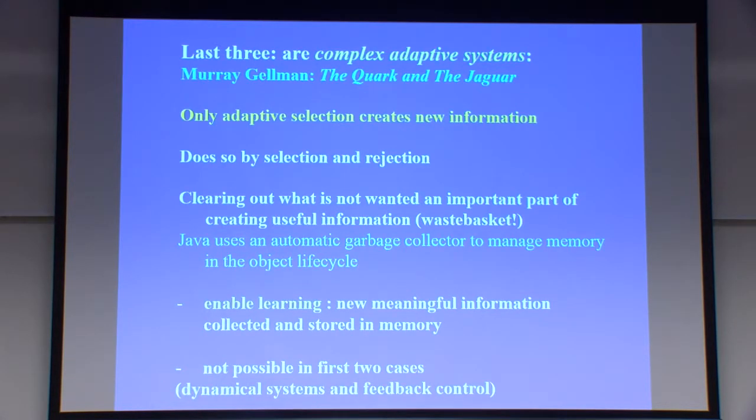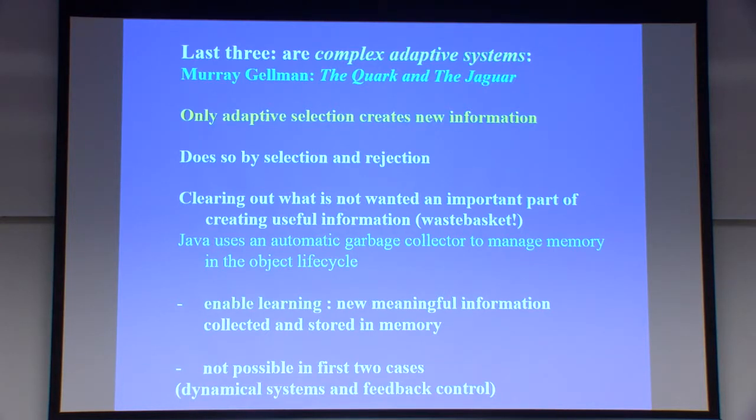So the last three are all examples of complex adaptive systems Murray Gell-Mann wrote about in his book The Quark and the Jaguar. And the crucial point I want to give here is that I've looked at 5 different types: the algorithmic, the feedback control, adaptive selection of goals, and adaptive selection of selection criteria. 5 types. The last 3 are complex adaptive systems. Only adaptive selection creates new information.